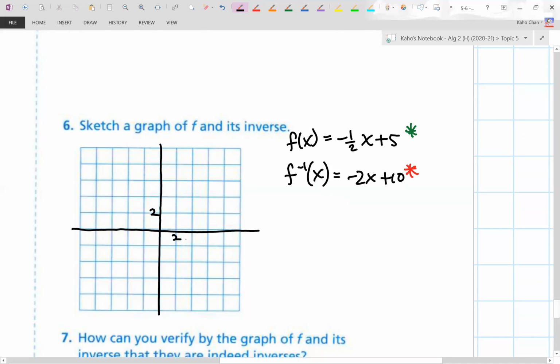All right. First one is negative 1/2 x plus 5. The y-intercept is 5. Down 1 over 2, down 1 over 2. There's the first one, my original function. And the second one has a y-intercept of 10, all the way up there. Its slope is negative 2 over 1. There's that one.